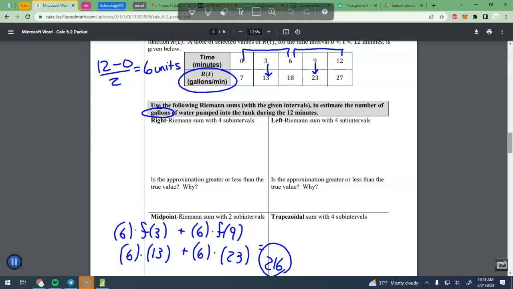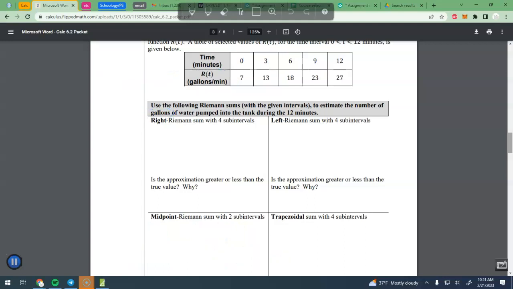Okay. And then for trap, it's a little tougher. So I'm going to write it up here, just so I have room for it. So 4 subintervals. There's my first rectangle, second, third, fourth. Do you already have the right and the left? We did those last time, right? Yeah. So if you average those together, that's your trap. You can just do that if you have left and right. But if you don't, you gotta know how to do it.